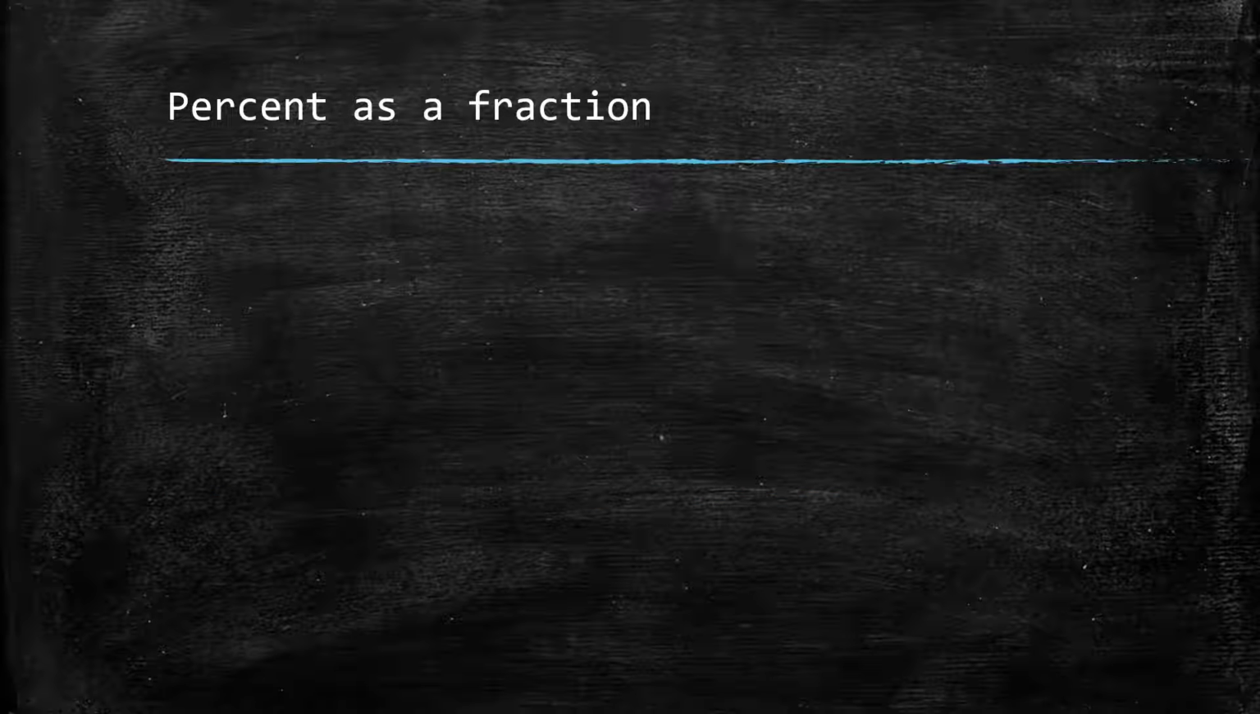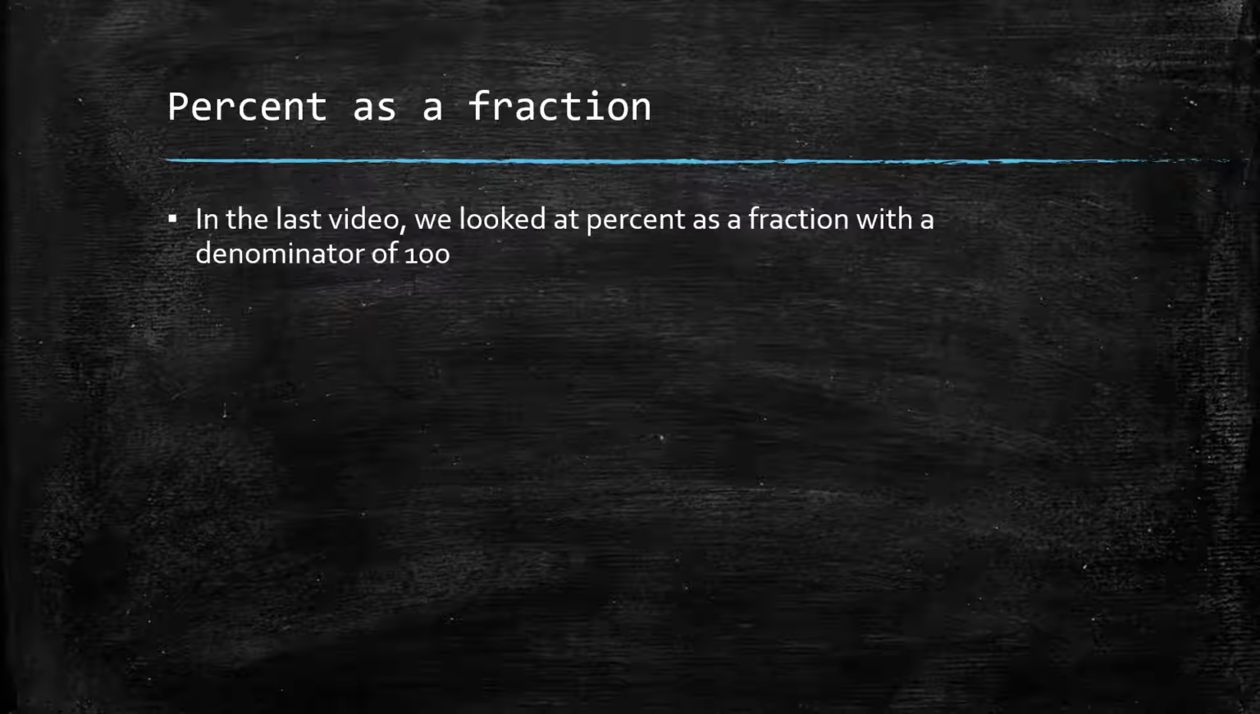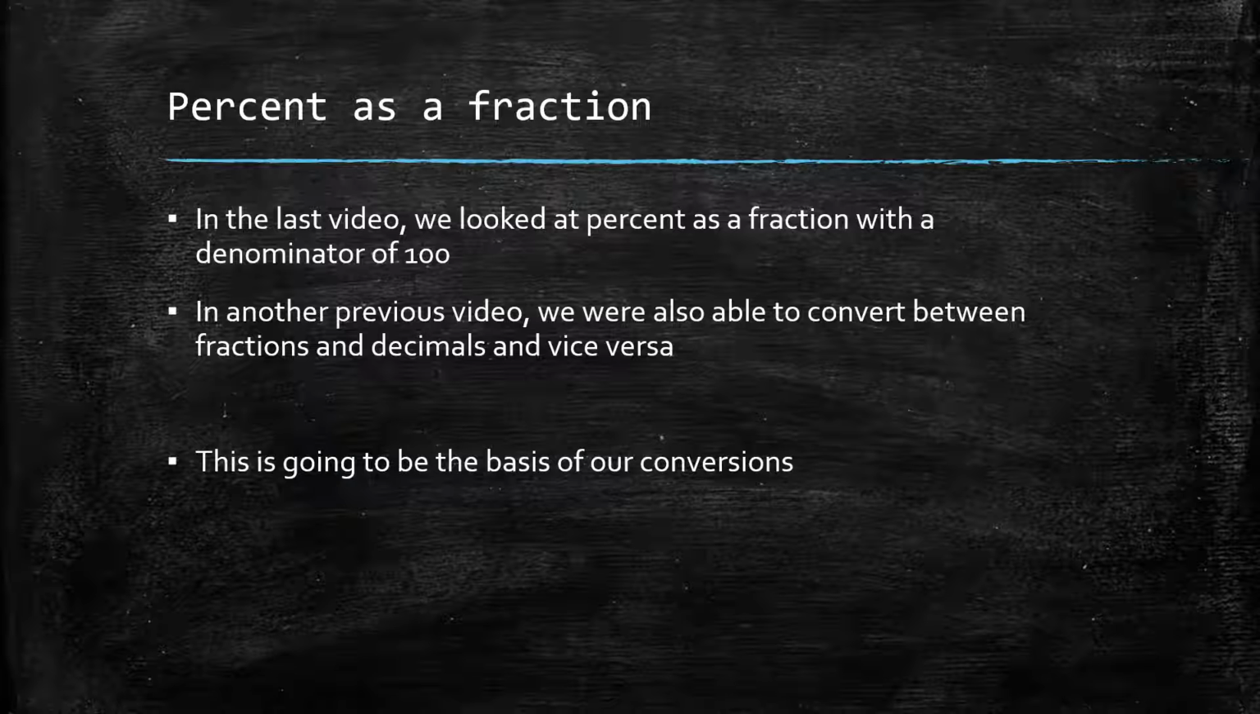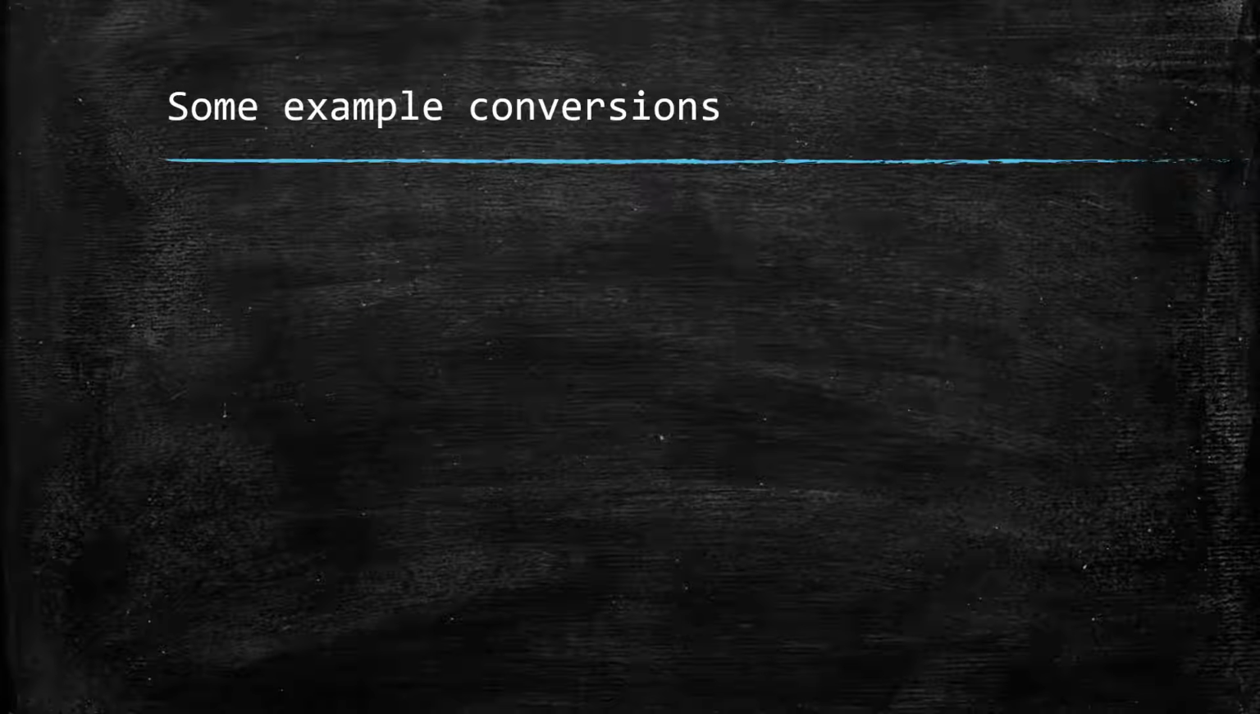So to do that, we are actually going to start with percent as a fraction. So remember last time we looked at percent, and one way to think about it was a fraction with a denominator of 100. And a couple days before that, we were able to convert between fractions and decimals and then go back from decimal to fraction. We could go either way there. This is going to be the basis of our conversion here. This is how we're going to look at it, and then once we get an idea of that, we're going to try to get a shortcut in here. But first things first, let's look at a couple examples.